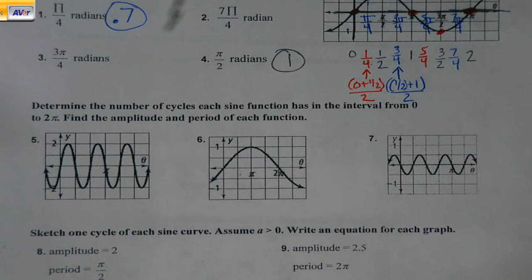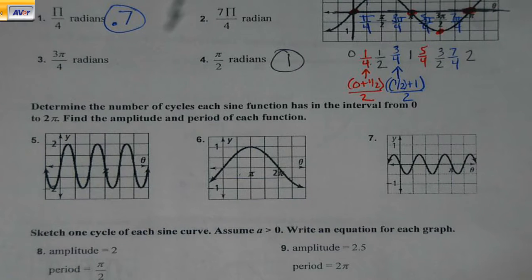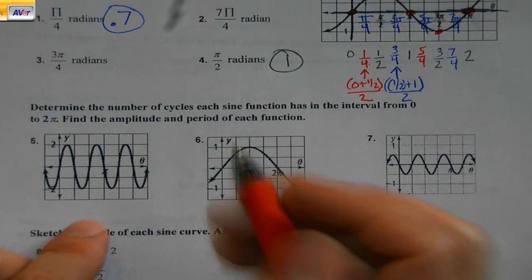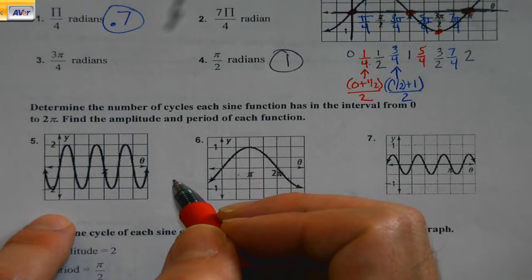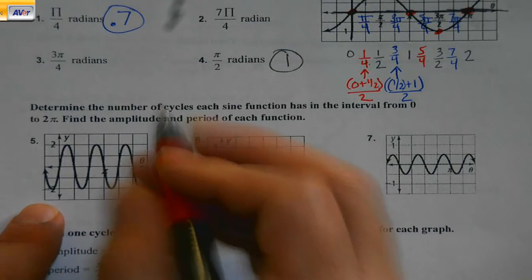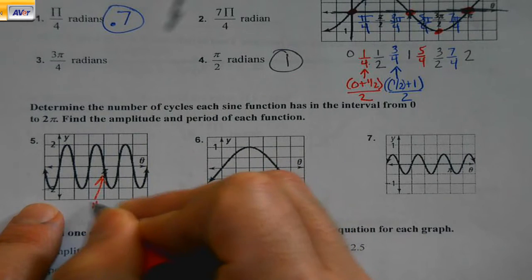Okay. Determine the number of cycles each sine function has in the interval from 0 to 2 pi. Find the amplitude and period of each function. Okay? We're going to look at the first couple here. Does that seem like a good idea, the first couple? Yeah. So I look and I go, okay, from 0 to 2 pi. Hardy, I don't think this goes to 2 pi. This says pi, even though it's kind of squished in there.